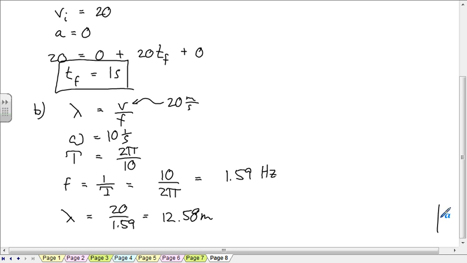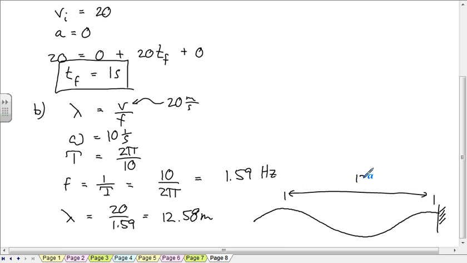And so what that tells us is if you took a snapshot of it at one instant, from peak to peak in your snapshot would be 12.58 meters. So the shape of the wave would look something like this. Given that this whole thing from the hand to the wall is 20 meters, a single wave would take up more than half of that length.